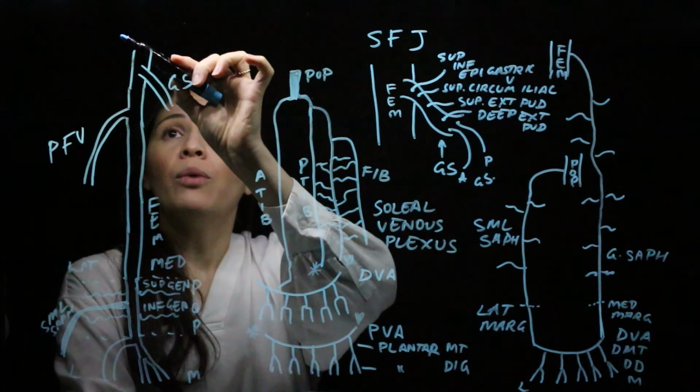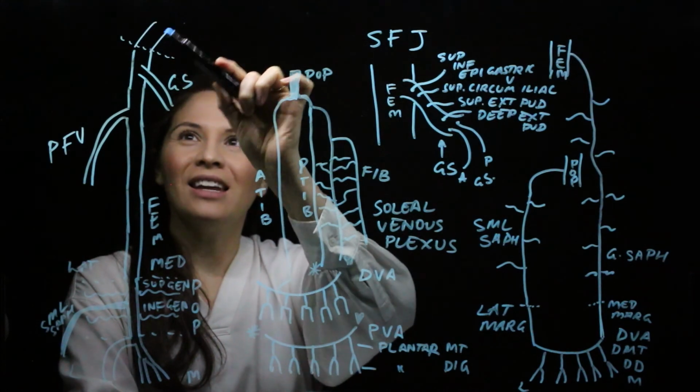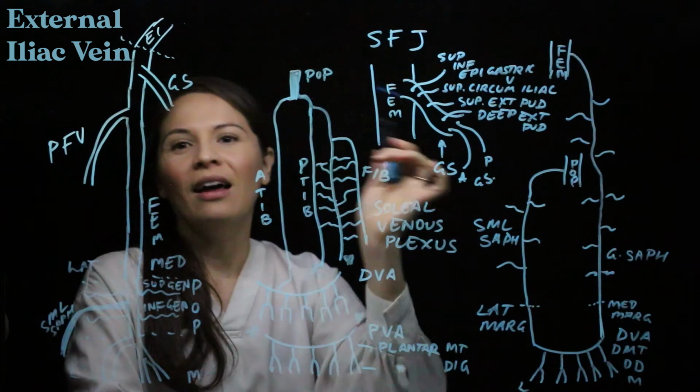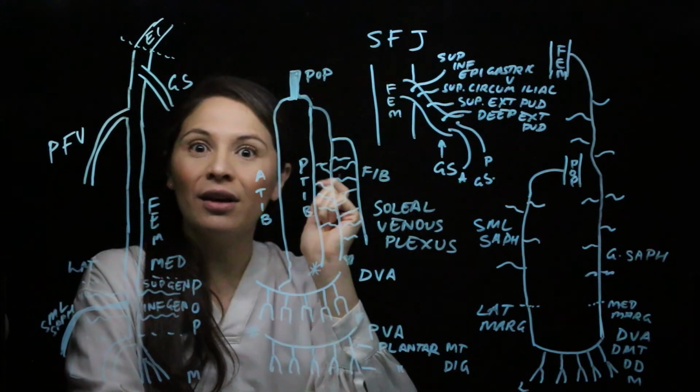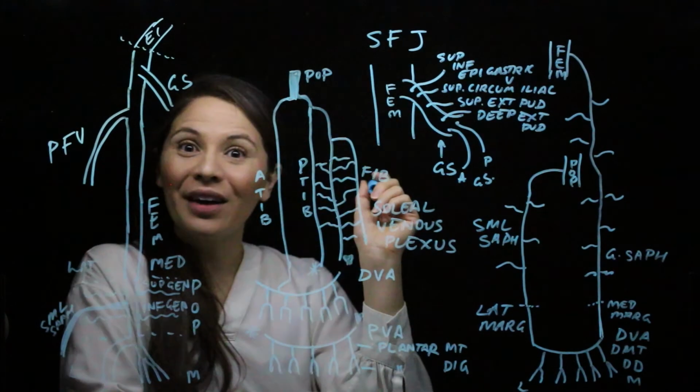Okay, and then once the femoral passes the inguinal ligament, it goes up and becomes the external iliac vein. And then from the external iliac vein, we have the common iliac vein, and that drains into the inferior vena cava. Okay, that's it.